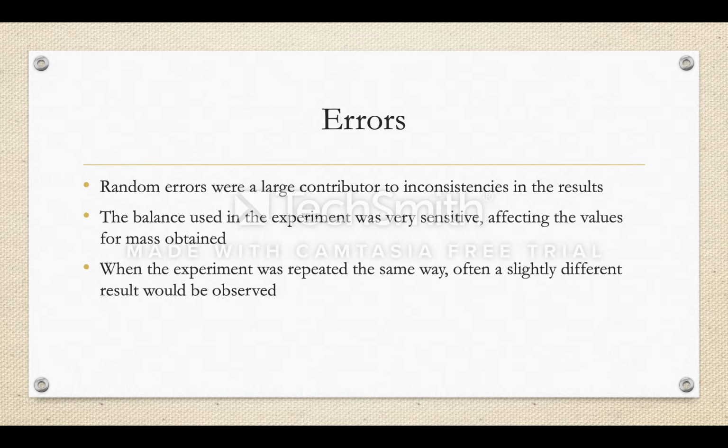A large contributor to inconsistencies in the results were random errors, or errors that occur by chance and cannot be predicted. These errors were observed as when the experiment was repeated the same way, the resulting data obtained was usually slightly different. This could be caused by the sensitivity of the balance. It is also possible that the current loop was not always perpendicular to the magnetic field, resulting in possible errors in the experiments where the angle should have been kept constant.